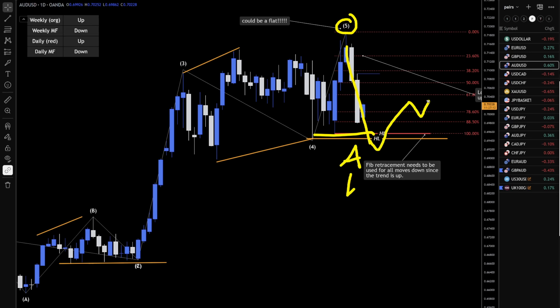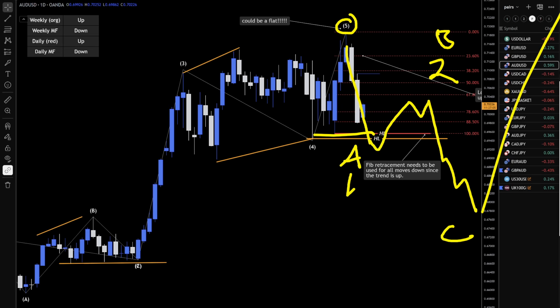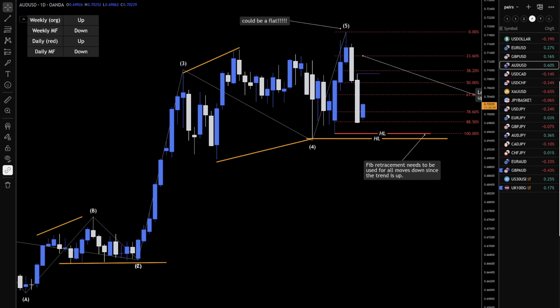Then it's going to make a pullback for like a B or a 2. Then we're going to go down for a C, which would look like this, and then turn back up. Or it's going to be a wave 3, which would keep on going. So either way, it doesn't really matter whether it's an ABC or 1, 2, 3 because the trading strategy is exactly the same as of right now.